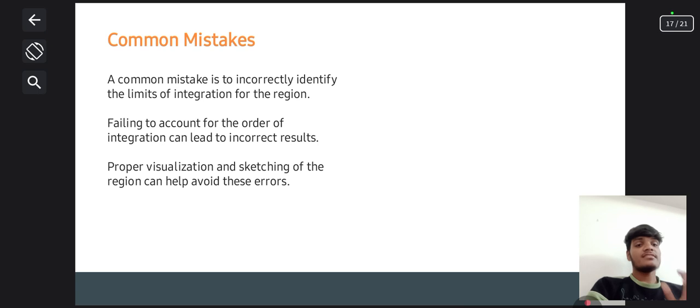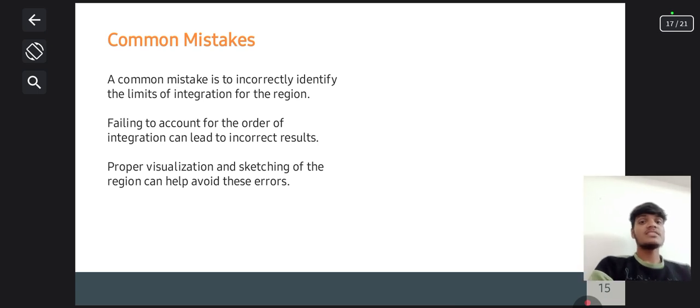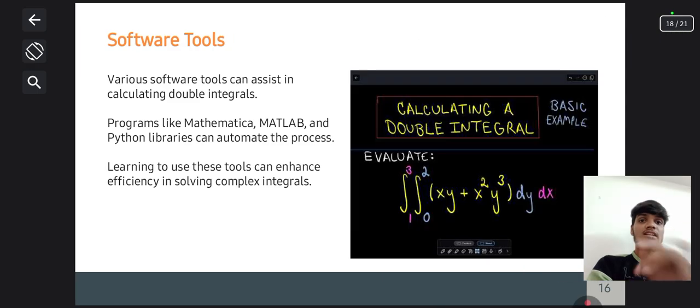Common mistakes. Some students make the common mistake of incorrectly identifying the limits of integration for the region. Failing to account for the order of integration can lead to incorrect results. Proper visualization and sketching of the region can help avoid these errors. The common mistakes are: first, incorrectly identifying the limits of integration, and second, failing to account for the order of integration. Proper visualization and sketching of the region helps avoid these mistakes.